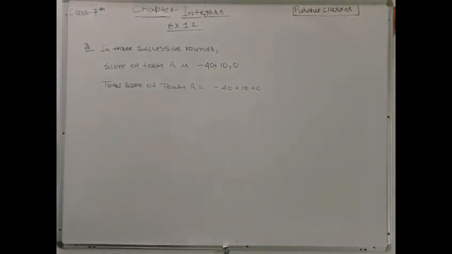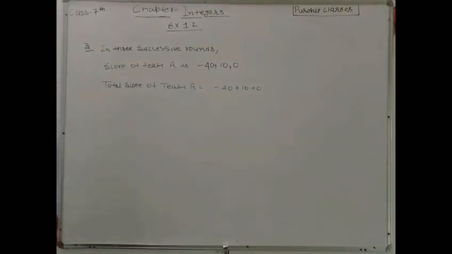Now let's see question number 3, which says, in a quiz, team A scored minus 40, 10 and 0, and team B scored 10, 0, minus 40 in 3 successive rounds. Successive means one after another. Like it is saying, there was a quiz, and in the first round team A scored minus 40, in the second round team A scored 10, and in the third round team A scored 0. And similarly, team B scored 10, 0 and minus 40.